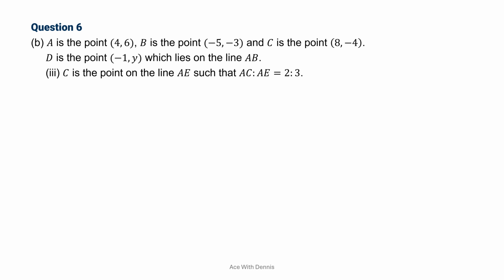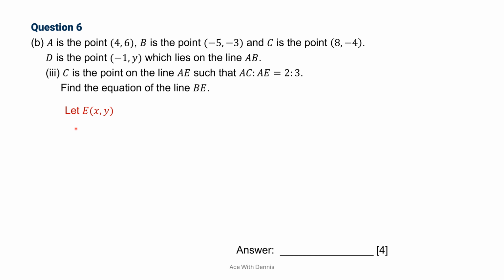C is the point on the line AE such that the ratio of AC to AE equals 2 to 3. Find the equation of the line BE. 4 marks. Before we find the equation of the line BE, we need to know the coordinates of point B and point E. The coordinates of point B are already given, which is (-5, -3). Then we need to find the coordinates of point E. We will let the coordinates of E be (x, y).